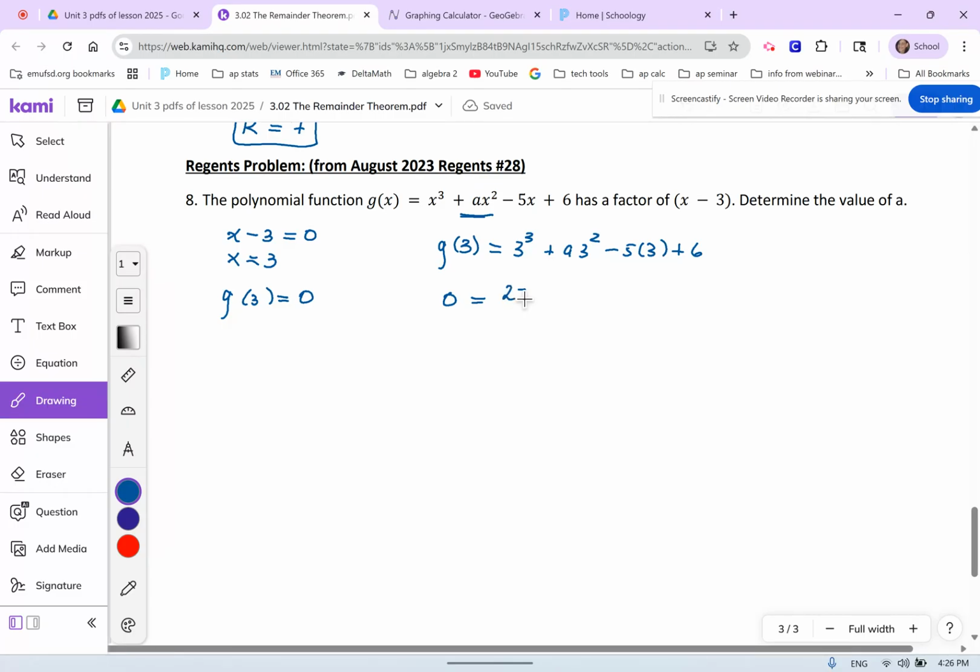3 cubed is 27. 3 squared times a is 9a, minus 15 plus 6. I'm going to combine like terms, so 27 minus 15 is 12, and 12 plus 6 is 18. I'm going to subtract 18 from both sides of the equation, and now I'm going to divide both sides by 9, and a is equal to -2.